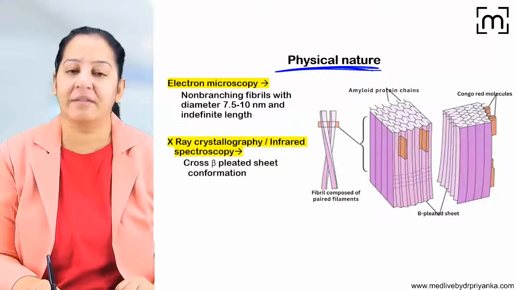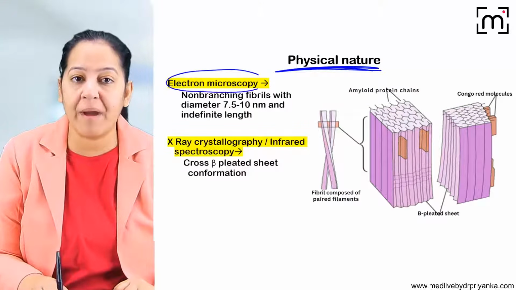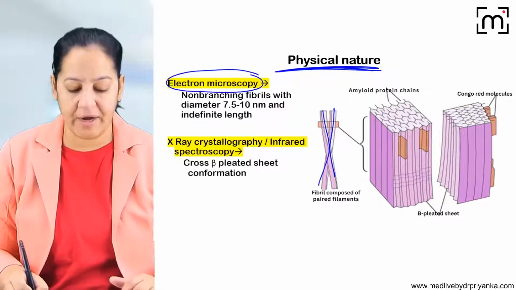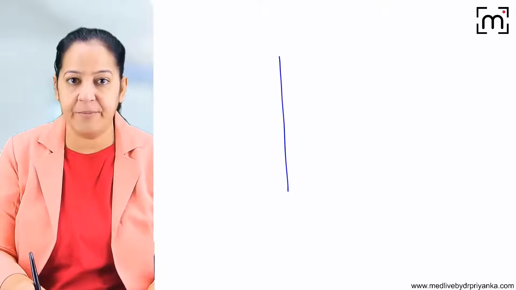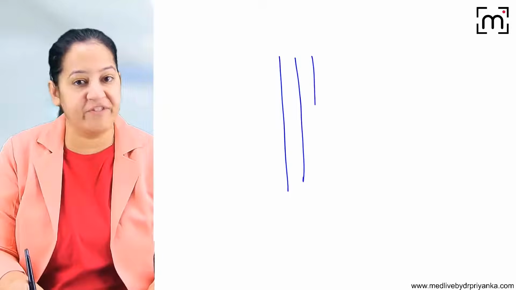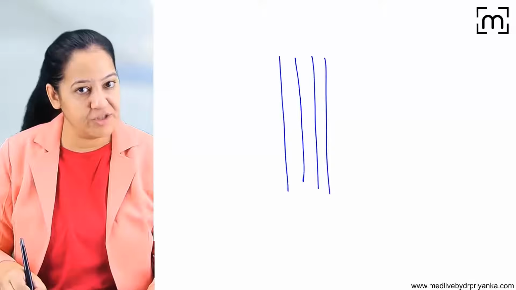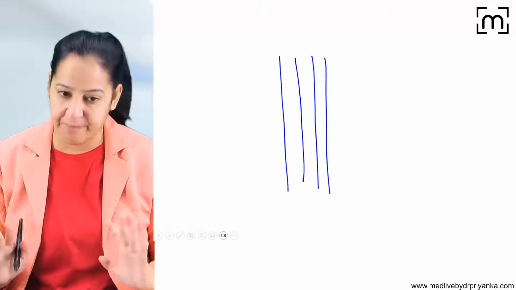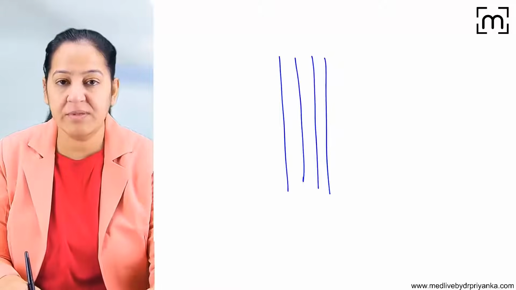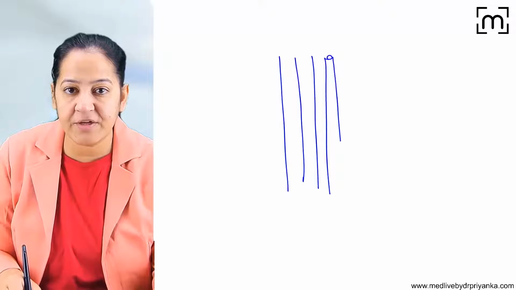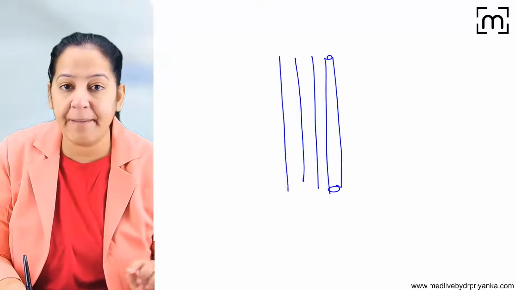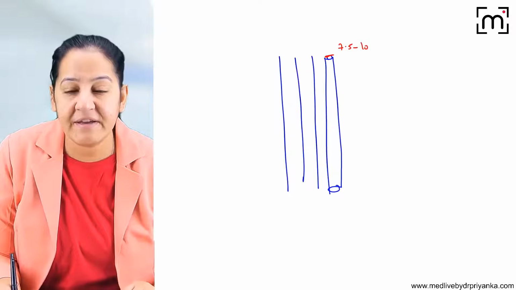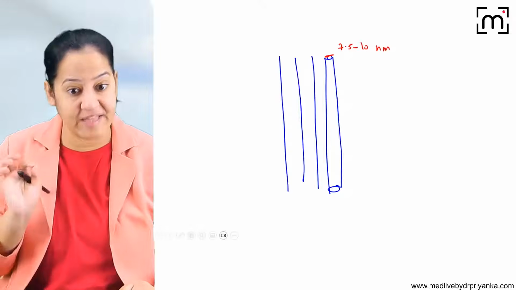If we see the amyloid through electron microscopy, it looks like elongated fibrils like this, which are straight and non-branching. What is the length? The length is indefinite, non-branching fibrils. And what is the diameter? Let me draw the diameter. What is the diameter of each fibril? The diameter of each fibril is 7.5 to 10 nanometer.